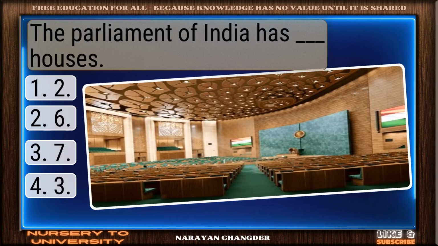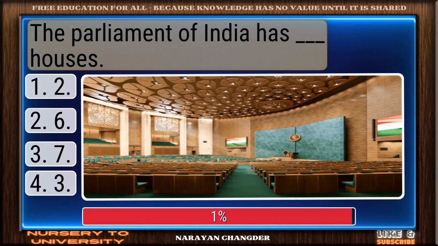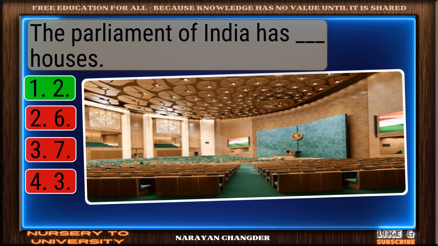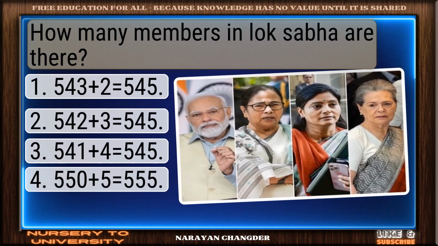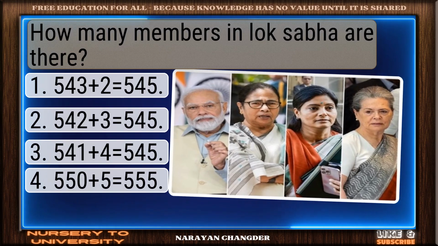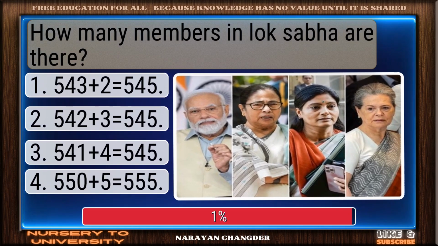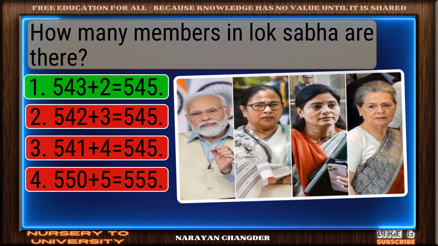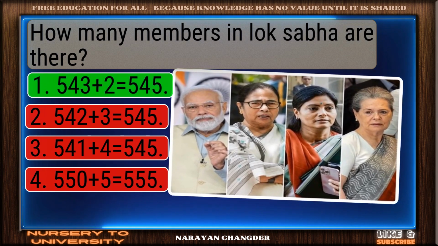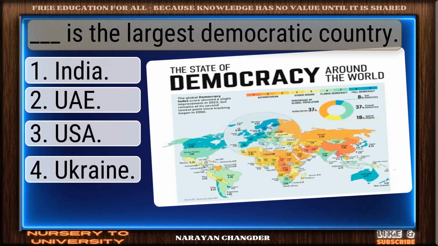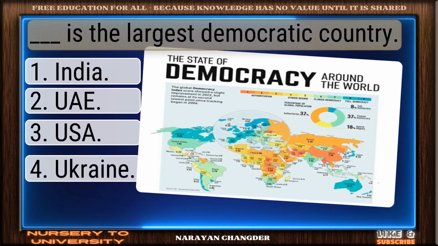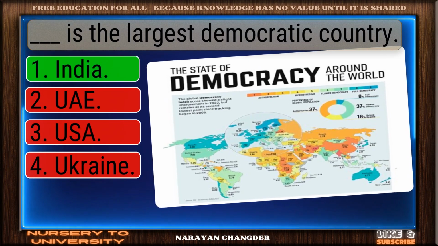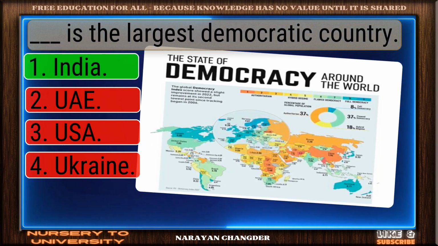Question number 164. The Parliament of India has dash houses. Strong choice. 2 is the right answer. Question number 165. How many members in Lok Sabha are there? 543 plus 2 equal to 545 is a solid answer. Question number 166. Dash is the largest democratic country. Right choice. India is the best answer.